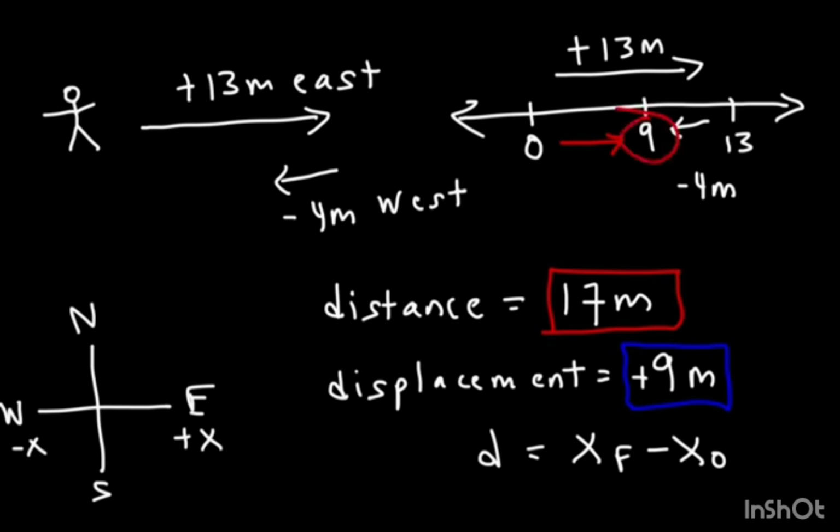That's how far he traveled relative to his initial position. So hopefully this example gave you a good understanding of the difference between distance and displacement. So remember, distance is a scalar quantity. It's always positive. And displacement is a vector. It has both magnitude and direction.